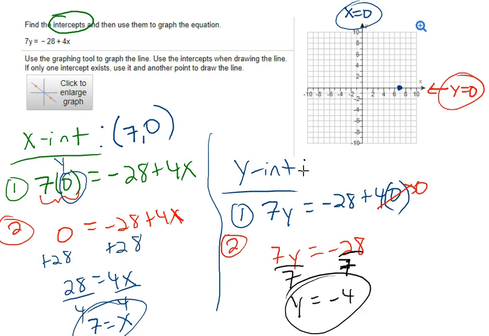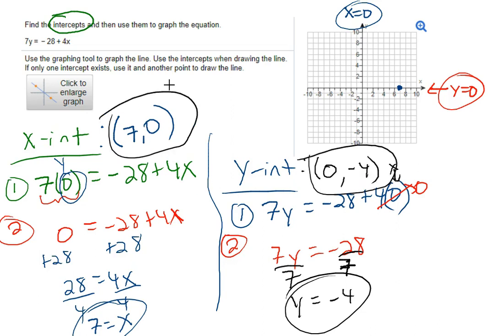Right. That's the y-coordinate. So the proper way to write your y-intercept is as an ordered pair. The x-coordinate is 0. The y-coordinate's negative 4. And so that is my y-intercept. So we get 0 comma negative 4, which is this point right here. Let me use the same color. And then to graph the line, we just draw a straight line connecting those 2 points.